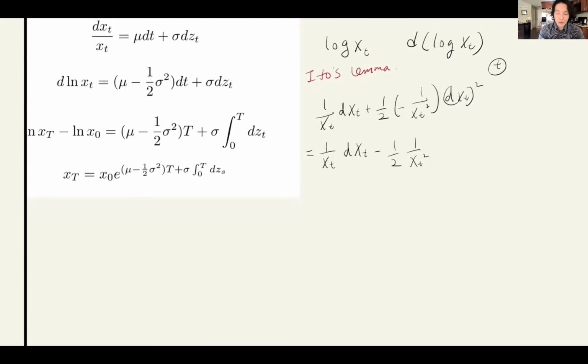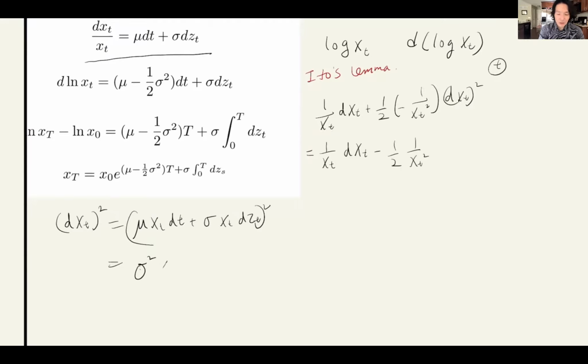times dxt squared. And how is dxt squared calculated? Dxt squared is from here, mu times xt times dt plus sigma xt dzt, and you square it. The only term that survives is sigma squared xt squared dt. So what we have is 1 over xt times dxt minus a half times sigma squared dt. Okay. So why do we do this? Why do we need that?